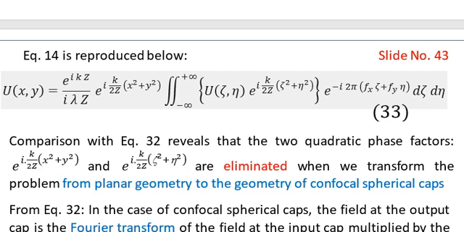Recognize that this integral gives you the Fourier transform of the quantities within the curly bracket, which is the field at the input plane multiplied by the quadratic phase factor at the input plane, which is e to the power iota k over 2z, and within the parenthesis we have zeta square plus eta square. And note that there was another quadratic phase factor related with the coordinates of the output plane, which is e to the power iota k over 2z multiplied by x square plus y square.